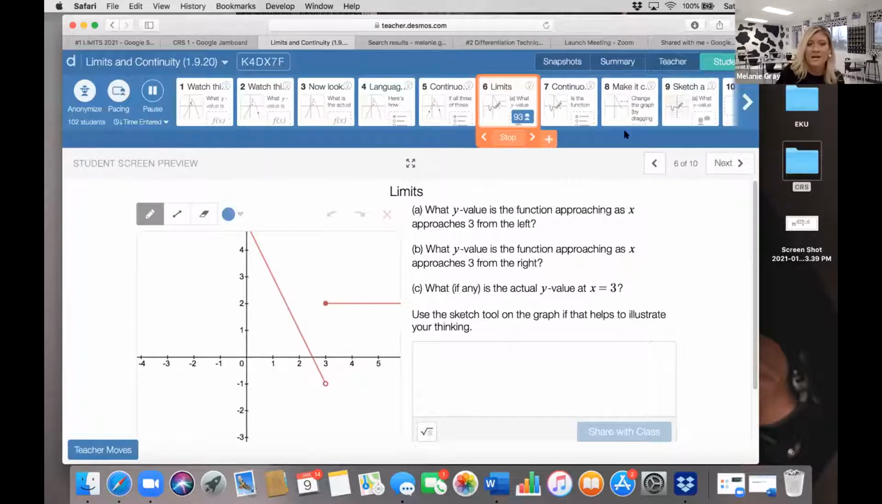Okay, so you guys can get out of that Desmos activity. And now we're going to move into the handout, the student handout. And we're going to get into some of the review notes.